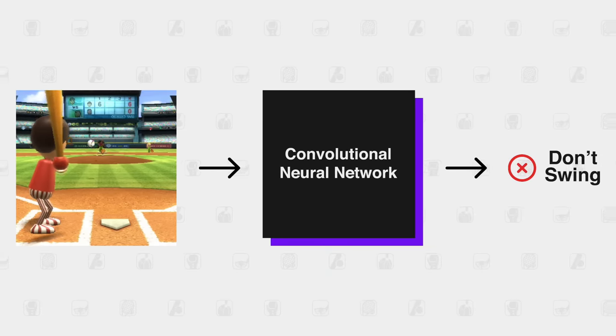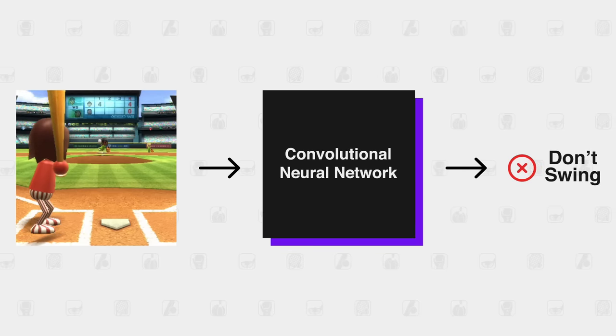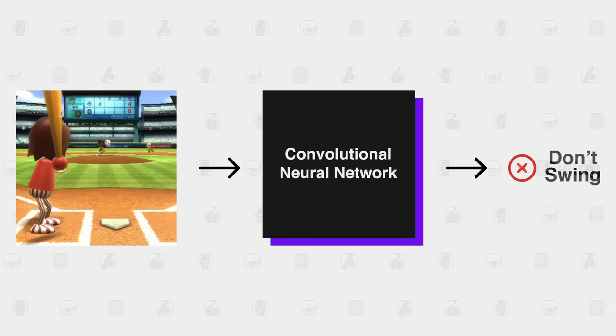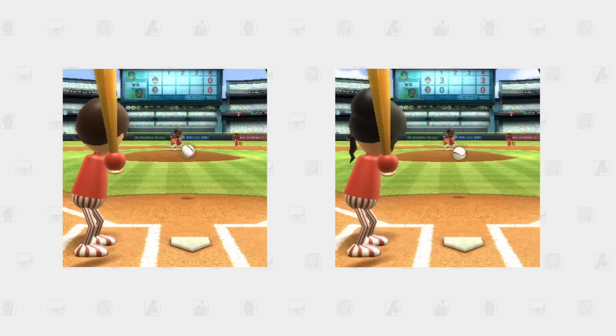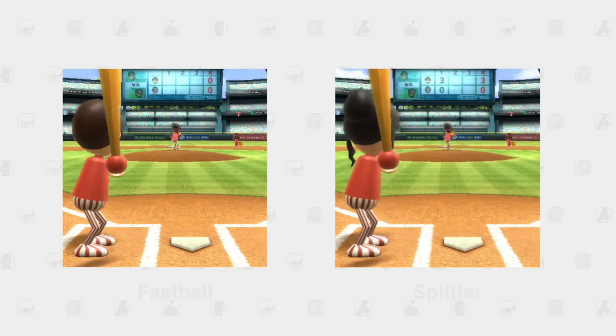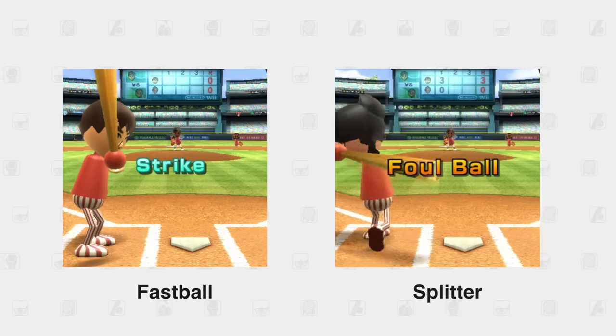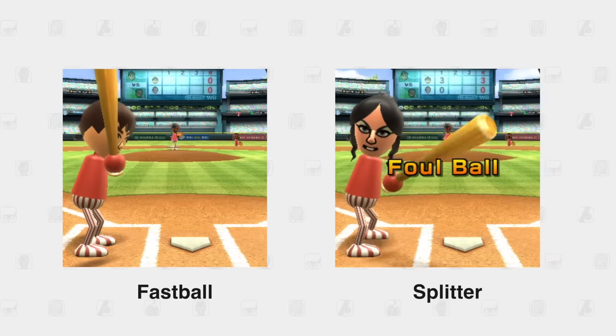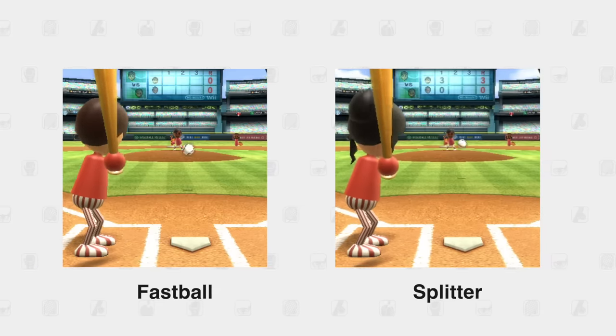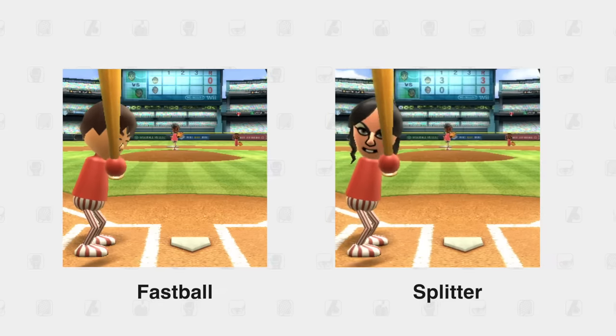However, there's one major problem with this approach, which is that there's no way to determine the speed or movement of the ball with a single image. For example, one of these images is from a fastball pitch, and the other is from a splitter. The AI should swing at the fastball, but not at the splitter, since it's almost impossible to hit. Of course, you can't tell which one is which until I show the videos of these pitches. Since the AI needs to know the movement of the ball to differentiate different types of pitches, it will be impossible for the AI to know when to swing by only analyzing a single image.